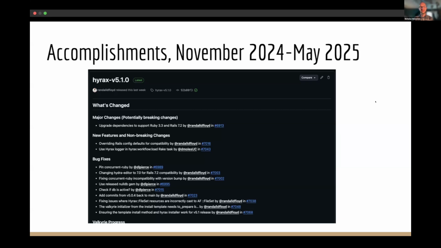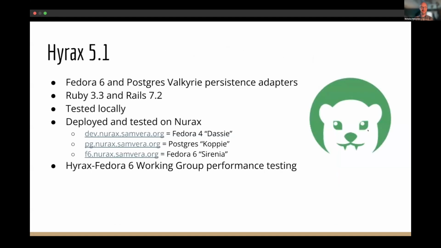It's a culmination of a lot of work across members of the Hyrax maintenance working group, focus sprints over several years, contributions from partner institutions, as well as Notch 8 and others to make Hyrax work with Fedora 6 and also have the same other persistence adapters that Hyrax had. This also has dependency updates to the stack, and we tested this locally as well as on Nurax. And so now there is a Fedora 6 Nurax available, and the URLs are available here.